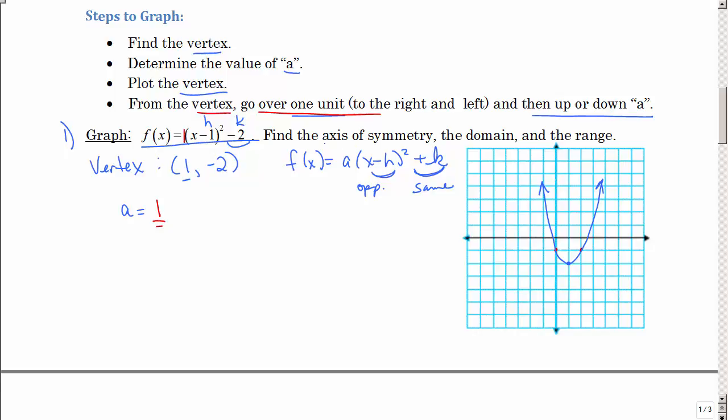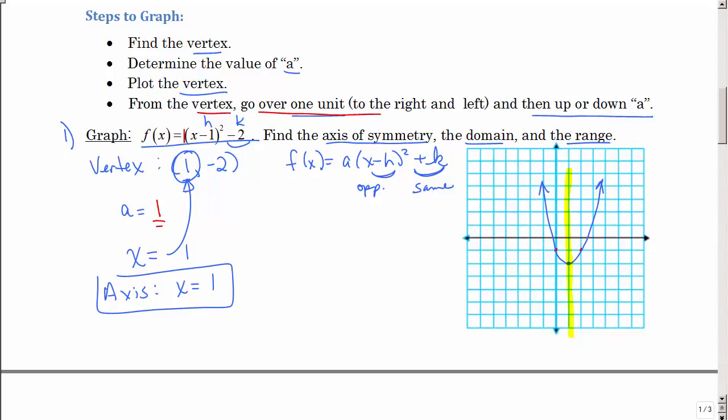Now from this graph, I'm going to ask you to find the axis of symmetry. Remember, that's the vertical line that goes through the vertex. And because it is a vertical line, it's the equation of x equals the x value of the vertex. So our axis of symmetry is x is equal to 1.